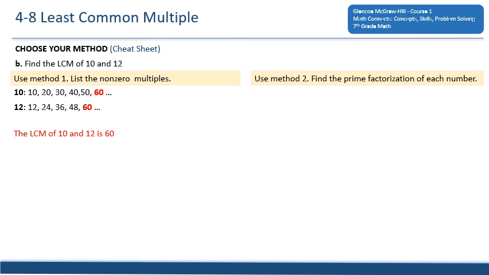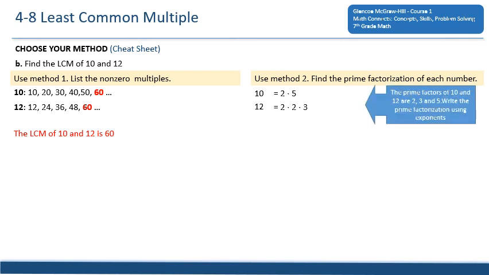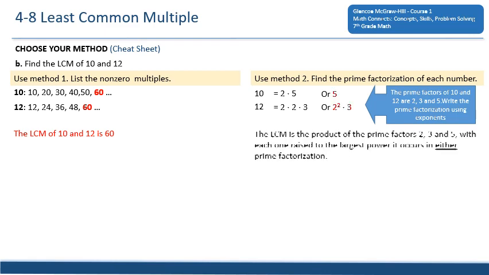Use method 2, find the prime factorization of each number. So for 10, the prime factors are 2 and 5. And for 12, the prime factors are 2 times 2 times 3. The prime factors of 10 and 12 are 2, 3, and 5. Write the prime factorization using exponents. So we can list 10 as 2 times 5 and 12 as 2 squared times 3.